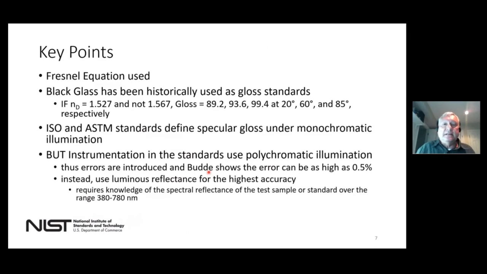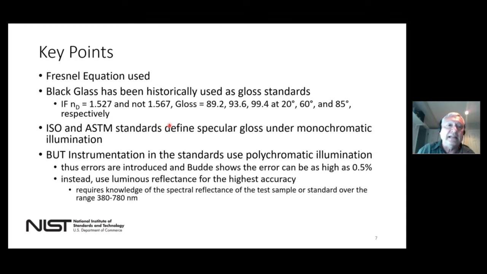So here are the key points to take away from the 2 papers in the previous slides. First is that the Fresnel equation is used to determine the spectral reflection and then the gloss. The documentary standard has an n sub D of 1.527. The black glass has been traditionally used as a gloss standard, but if its refractive index at 589 nanometers is 1.527, then the gloss would be about 89, 94, and 99.4 at 20, 60, and 85 degrees, based on the monochromatic calculation, and not 100 at each angle.